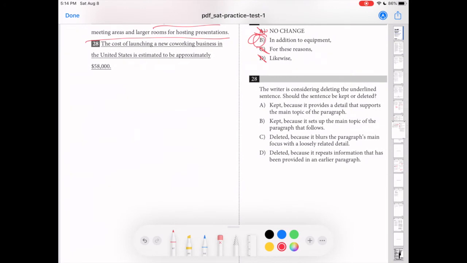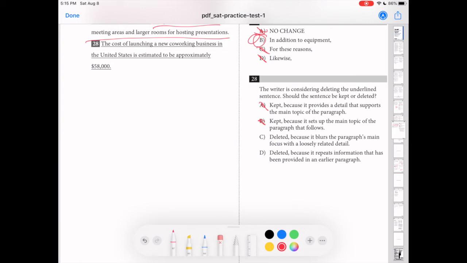28. Relevance question, yay or nay? Reading the sentence, it talks about the startup cost for a co-working space. Immediate red flag, because what I just read was about amenities in a space and not actually the cost. This makes C or D look particularly nice since it seems irrelevant. We gotta chop this. It's missing the point of the paragraph.